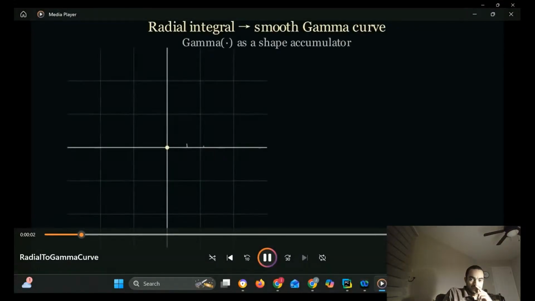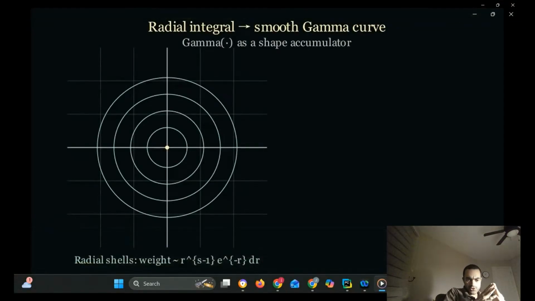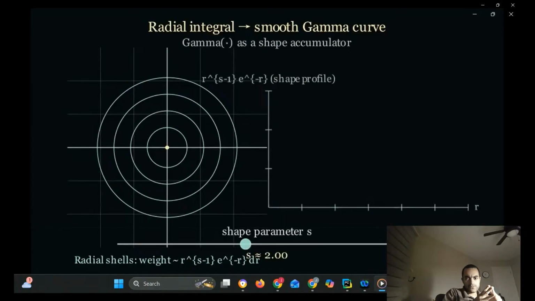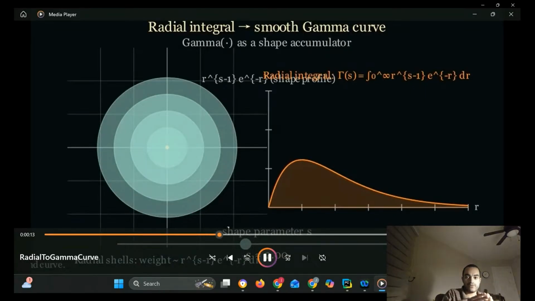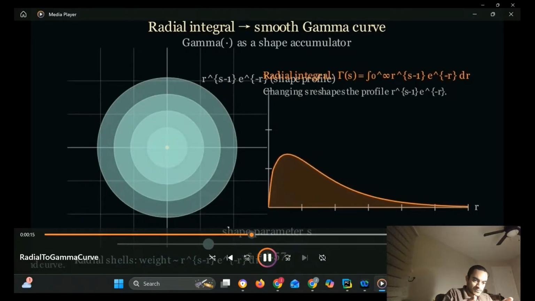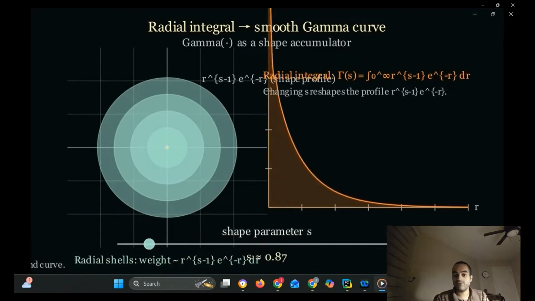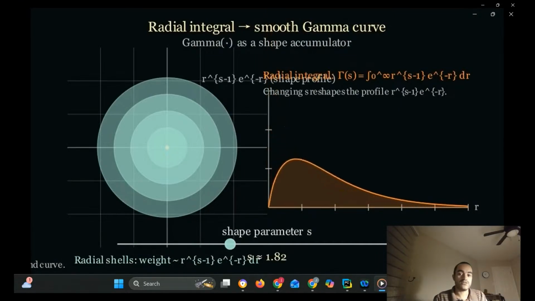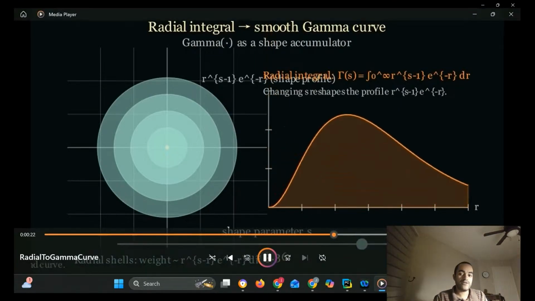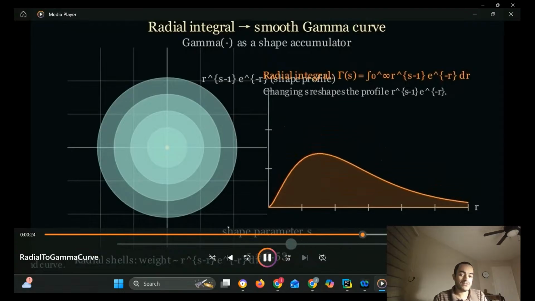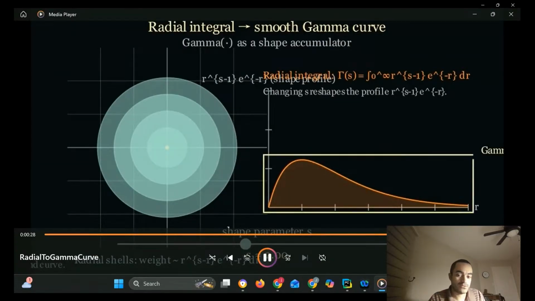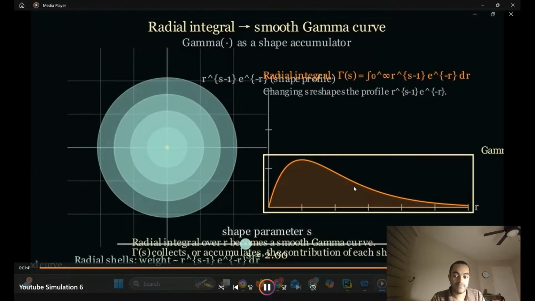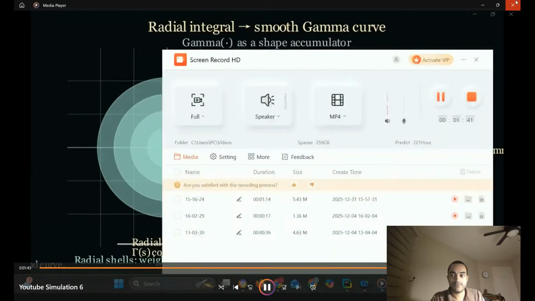And the point of it is to show that the orange gamma curve is a shape accumulator, a mass accumulator. Geometrically, it's a shape accumulator, but physically, if you're talking in terms of physical applications, the radial integral or the gamma integral actually measures accumulation of mass. That's the application of the gamma integral on the right here.